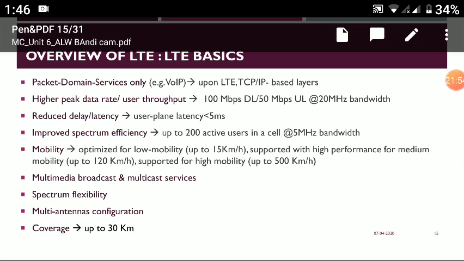data rate and the specification and advanced technology, multimedia broadcast and multicast services, spectrum flexibility, multi-antenna configuration, coverage up to 30 kilometers. Actually, in the last slide I already told you up to 15-kilometer radius of the circle, meaning the total diameter is 30 kilometers, a circle that can be covered in this particular advanced mobile technology.